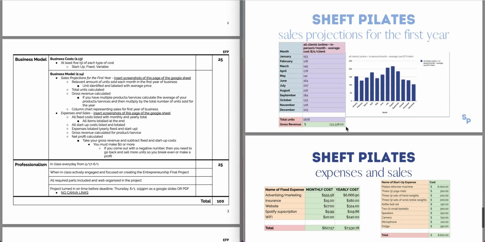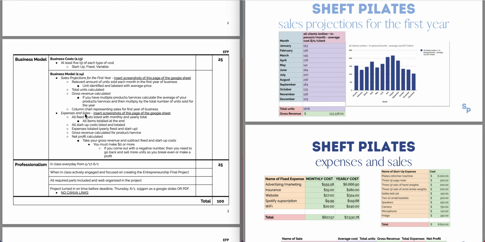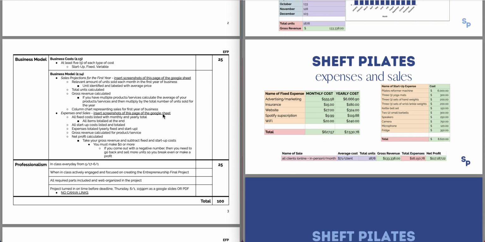And then moving on to the business model, where you need to include information about your sales projections for the first year. You must insert screenshots of this page of the Google Sheet. So you should insert a screenshot of this portion of your Google Sheet and the column chart. Please be sure that you're reading all of this and using those mini lesson videos to help you complete this part of the lesson and this part of the lesson.